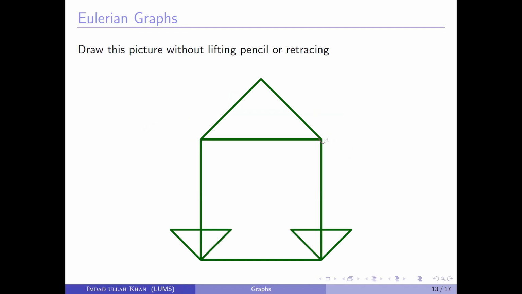Let me give it a try. If I start from here, go this way, go this way this time. At least I succeeded with the hope that I didn't lift the pencil, I didn't retrace any line. But that was not the case in the previous drawing.